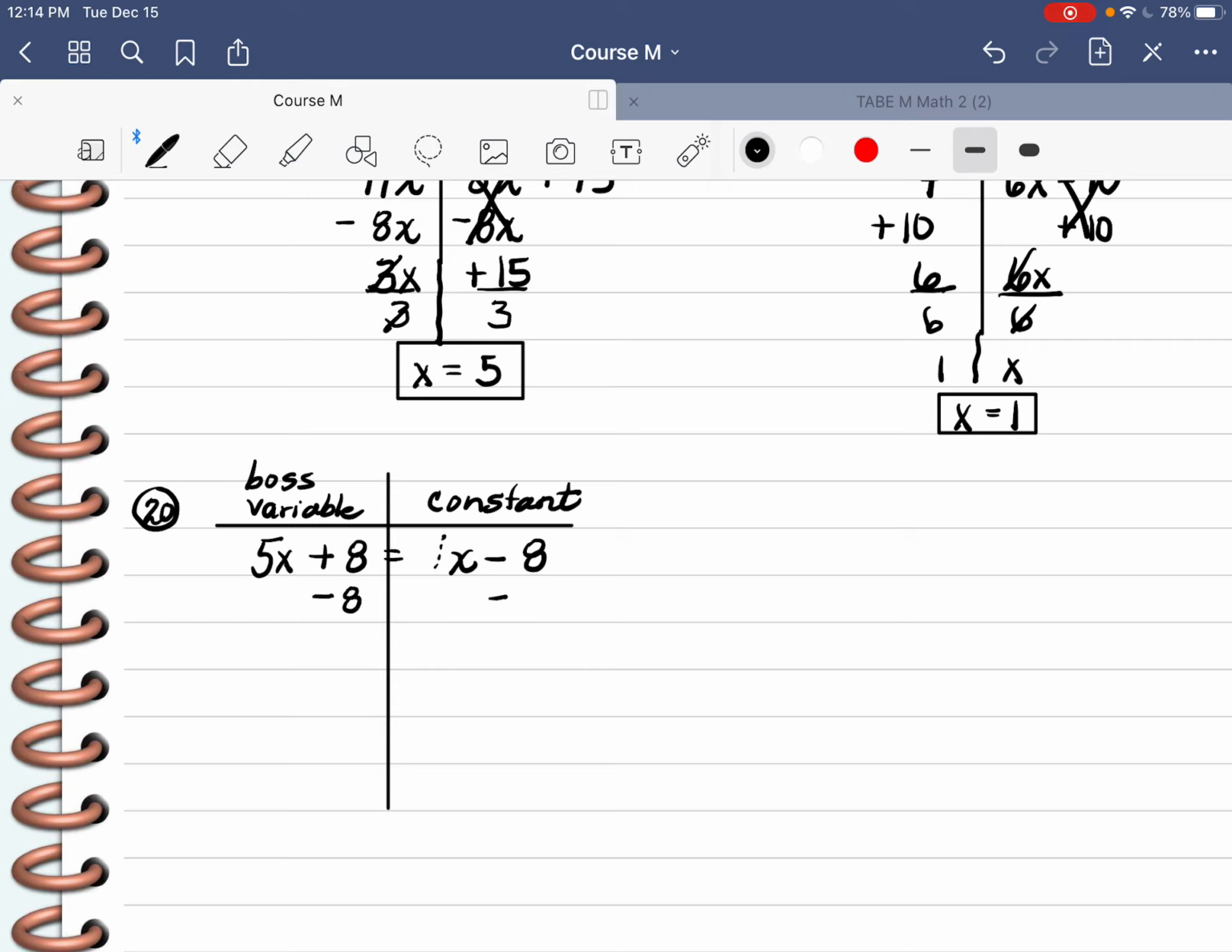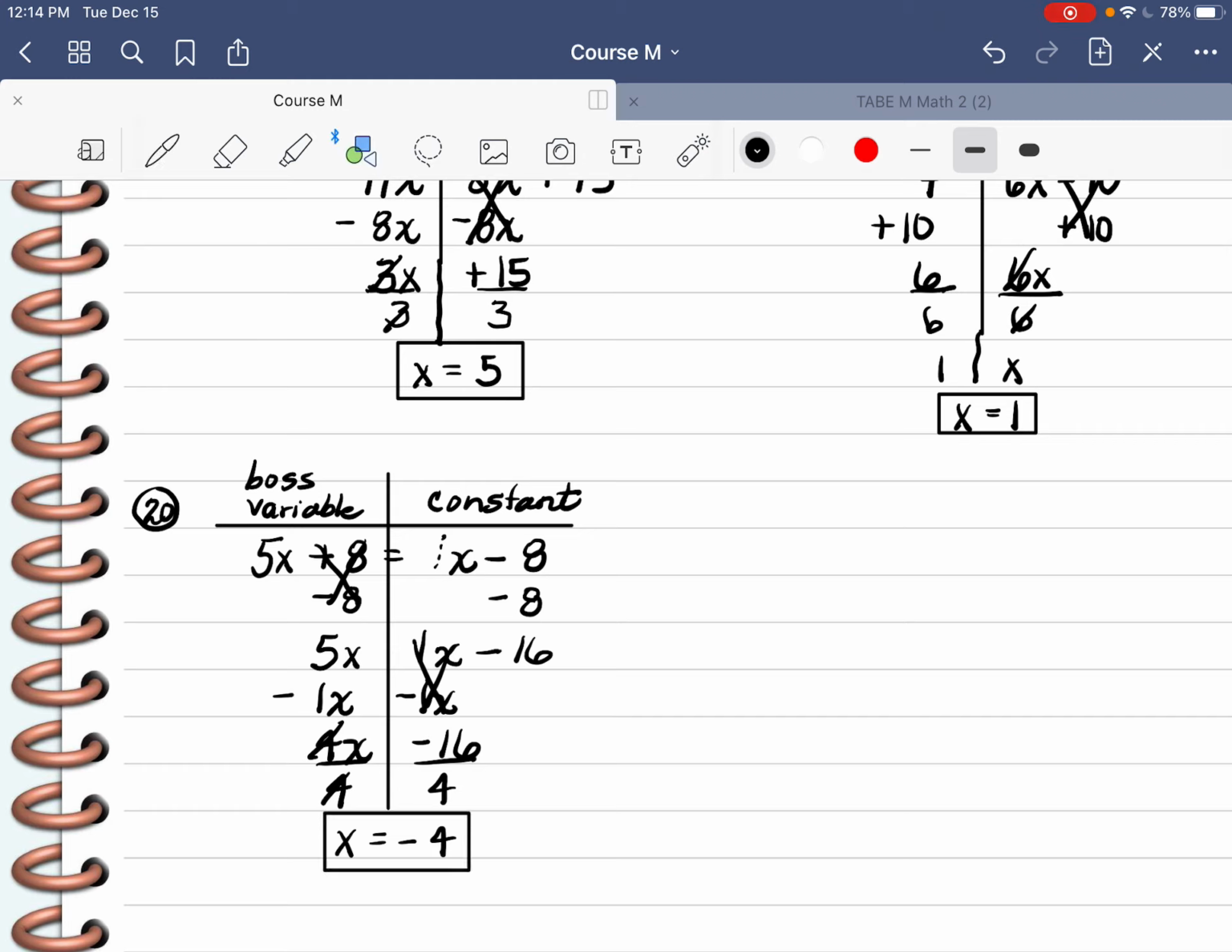I will minus 8 and minus 8, cancel, copy, and that's a minus 16. Then move the 1x, cancel, copy, divide by the coefficient 4. X is negative 4. That's number 20.